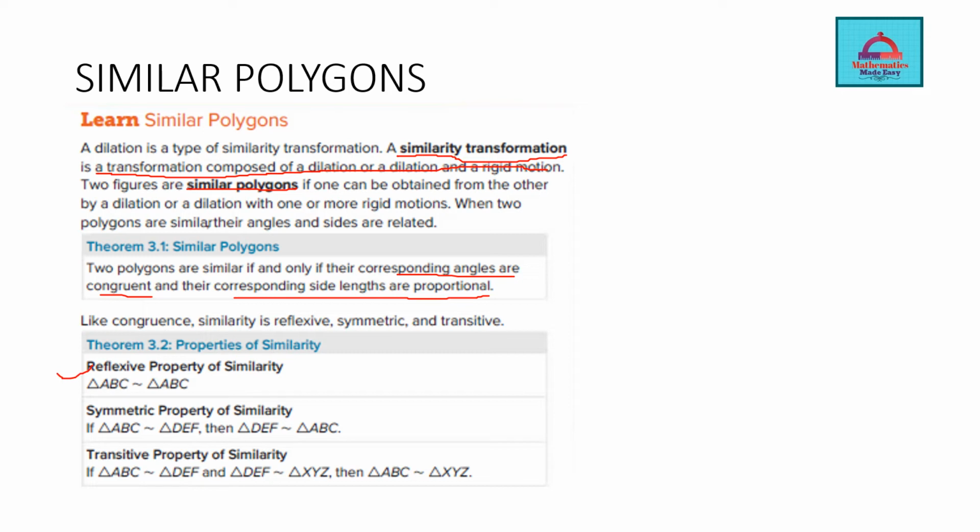So you have reflexive, symmetric, and transitive properties. Reflexive means every triangle is similar to itself. Symmetric means if one triangle is similar to the other, the other is also similar to the first one. And transitive, if one is similar to the other and the other is similar to another one, then the first and the third are also similar to each other. Very important similarity properties, and let's see what is their use in everyday life.